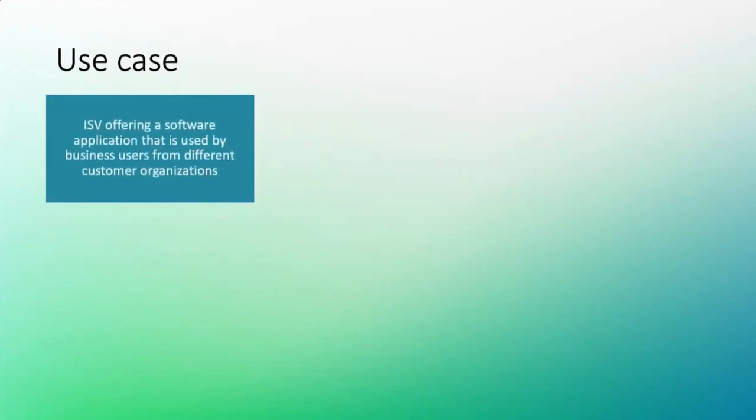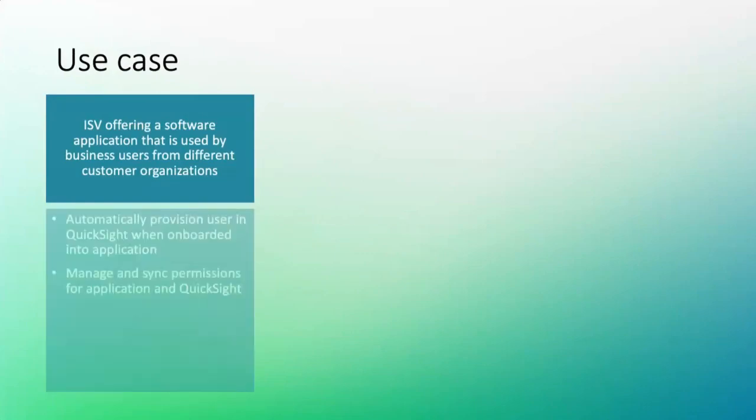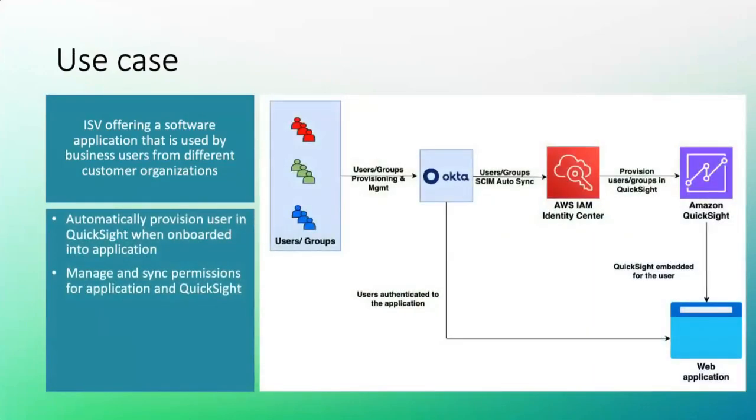Next, we will demonstrate the scenario of embedding QuickSight access from an ISV application. In our demonstration, users for applications are provisioned in Okta IDP, and we are synchronizing them to IAM Identity Center using SCIM. Using the SCIM specification, we are synchronizing Okta users to the AWS IAM Identity Center. We are using the account instance of IAM Identity Center.